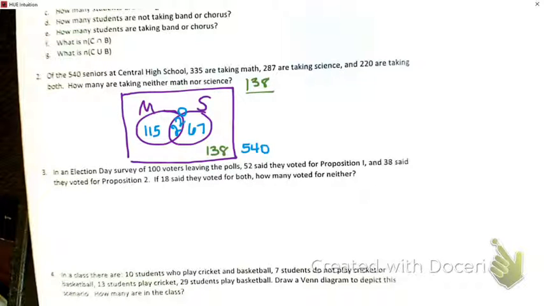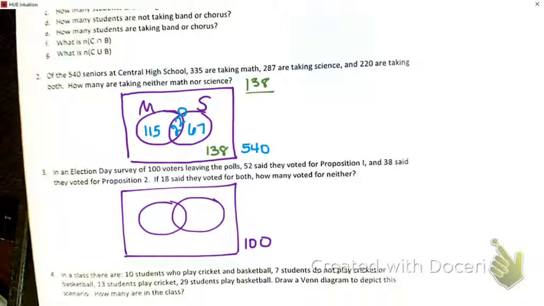Okay, try the next one by yourself. All right, so Proposition 1, it said 52 voted for Proposition 1. There were 18 that voted for both, so 18 goes in the middle, but I need to take the 52 and subtract 18 to get just one. 34. And then Proposition 2 is 38, so 38 minus 18 is 20.